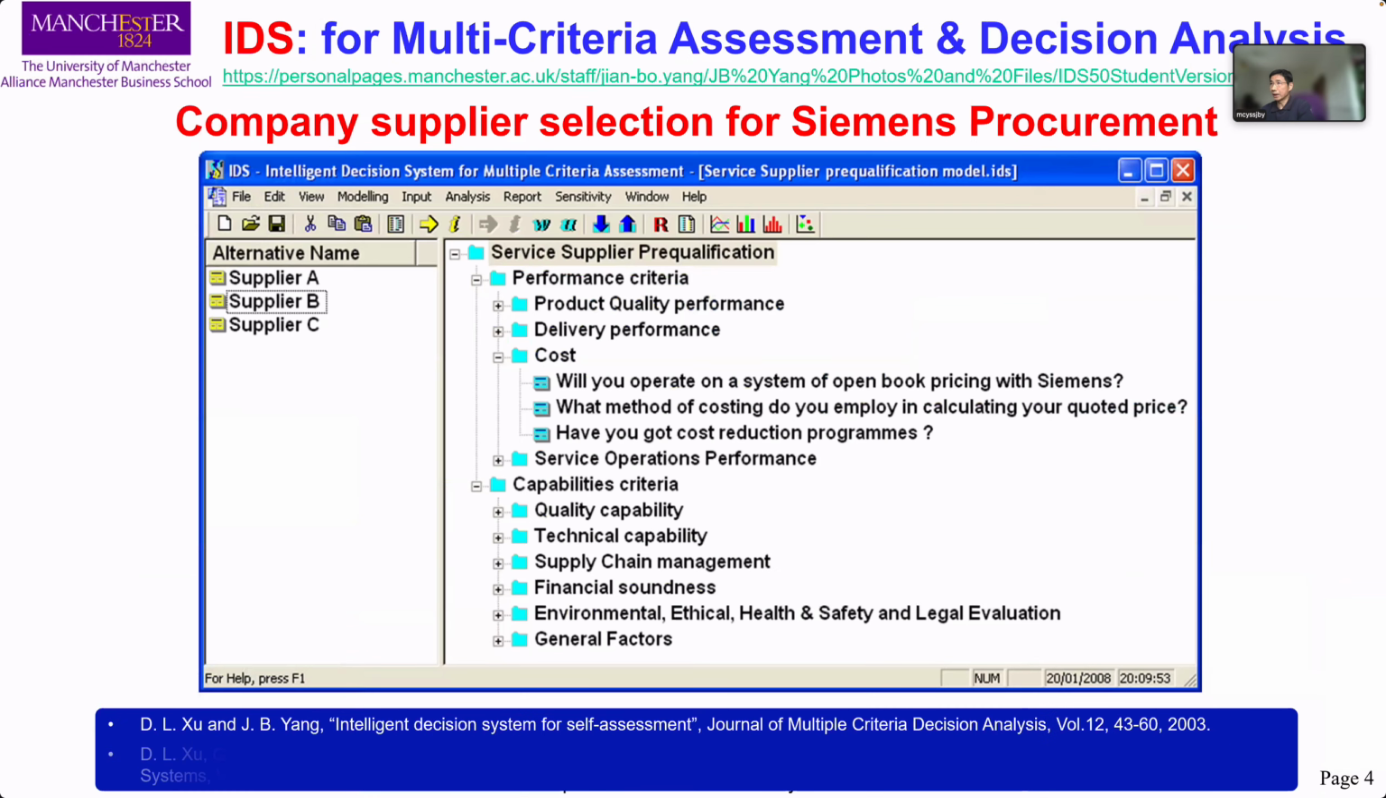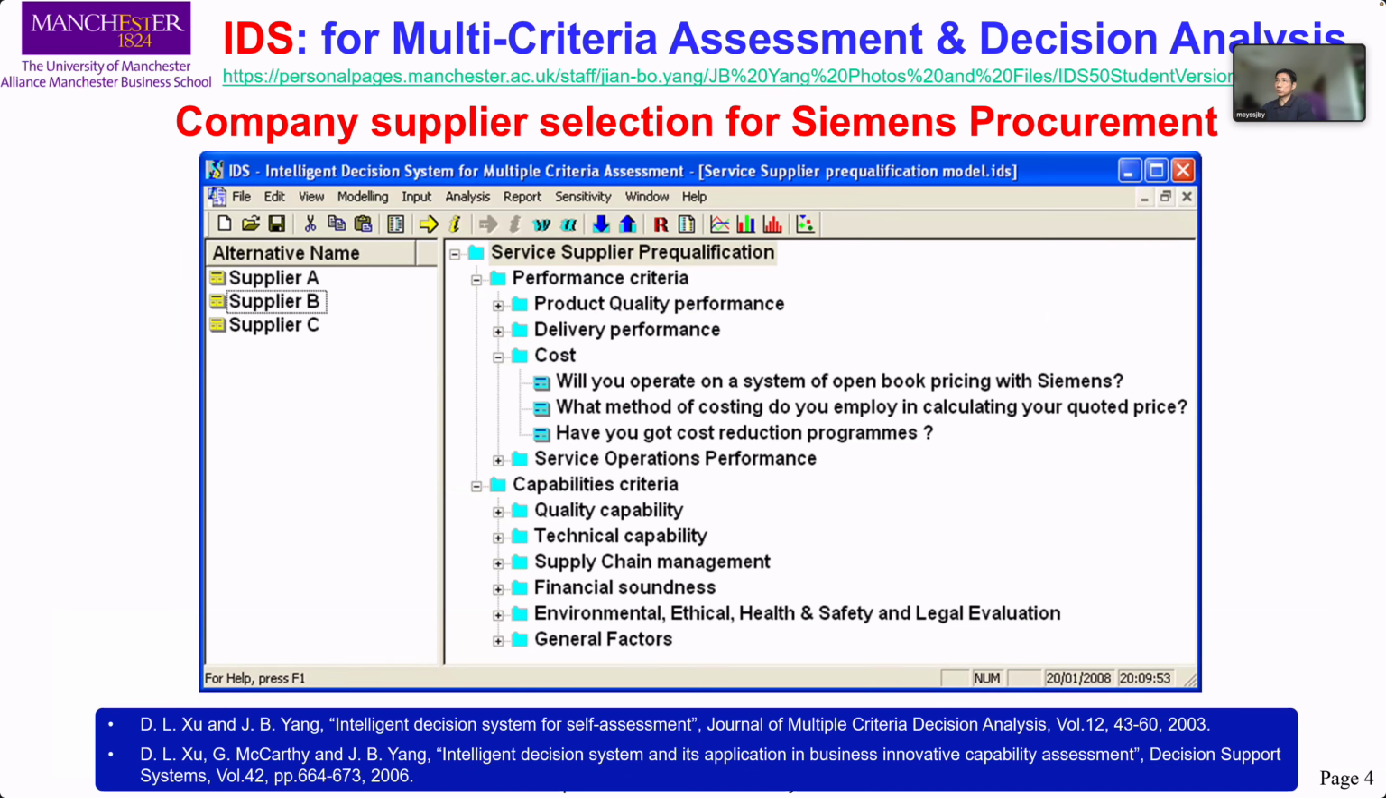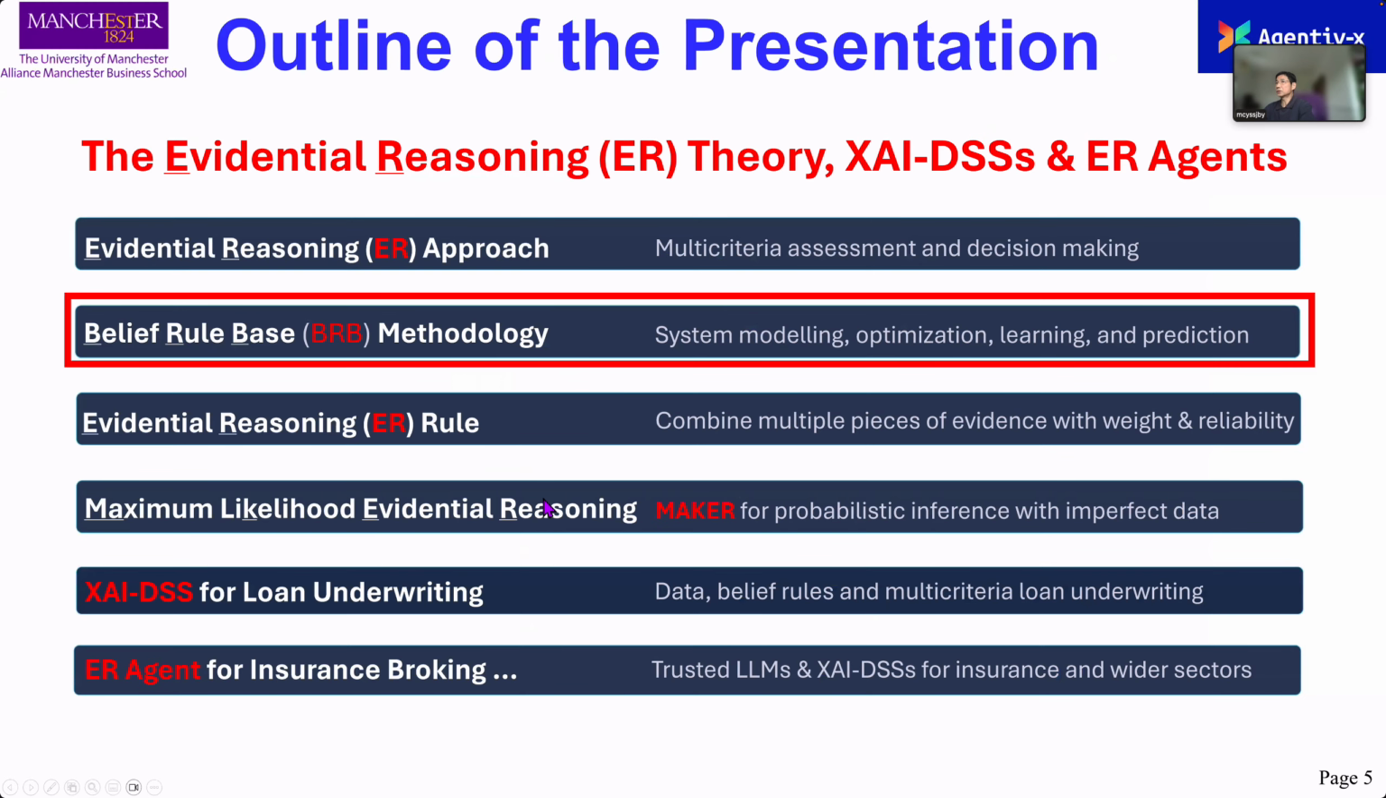Today I only show you one tool we developed, which we call intelligent decision systems, which can be downloaded from my personal website. It's mainly for supporting multi-criteria assessment and multi-criteria decision-making for very different domains. This is for company supplier assessment and selection for Siemens procurement. And you can see it's an old Windows system developed on Visual C++. In this application, we used a lot of criteria, both qualitative, like financial soundness, ethics, and other criteria, and also quantitative criteria like cost and others to support supplier assessment. This was also applied to other areas. This is the first element of our ER theory, the ER approach for supporting multi-criteria assessment.